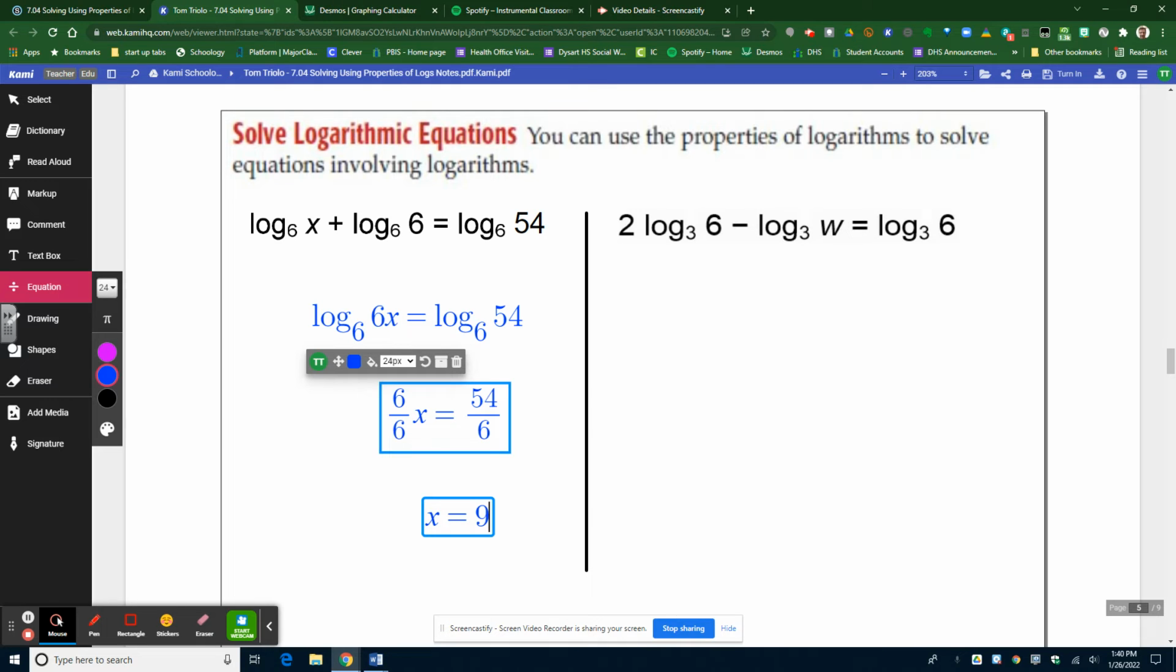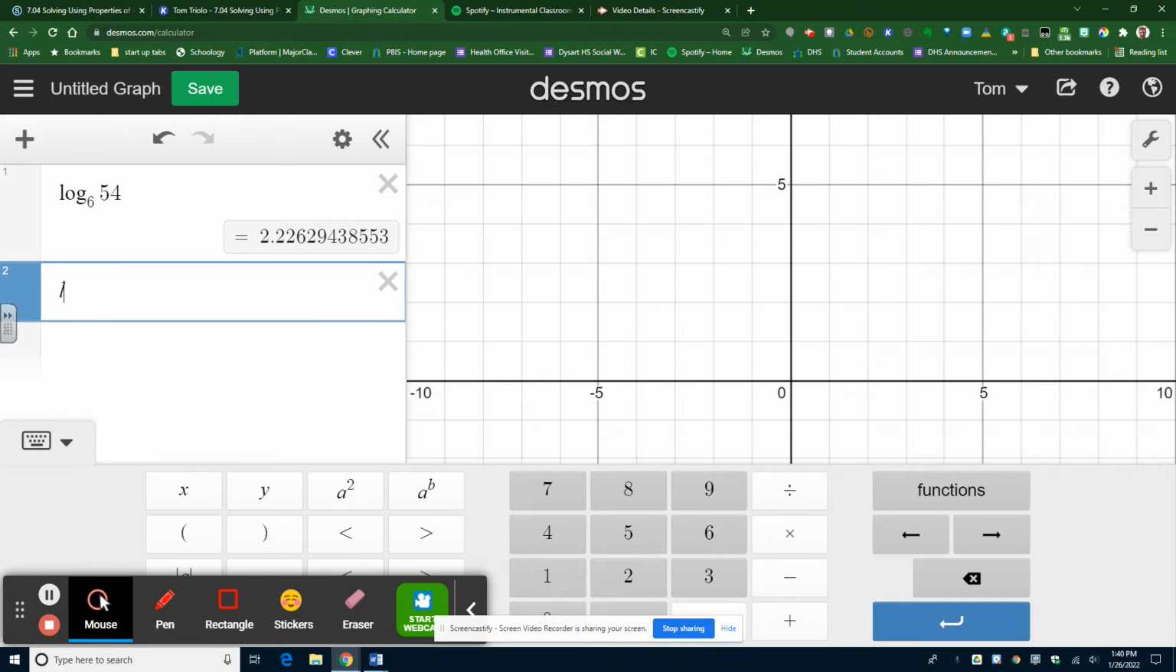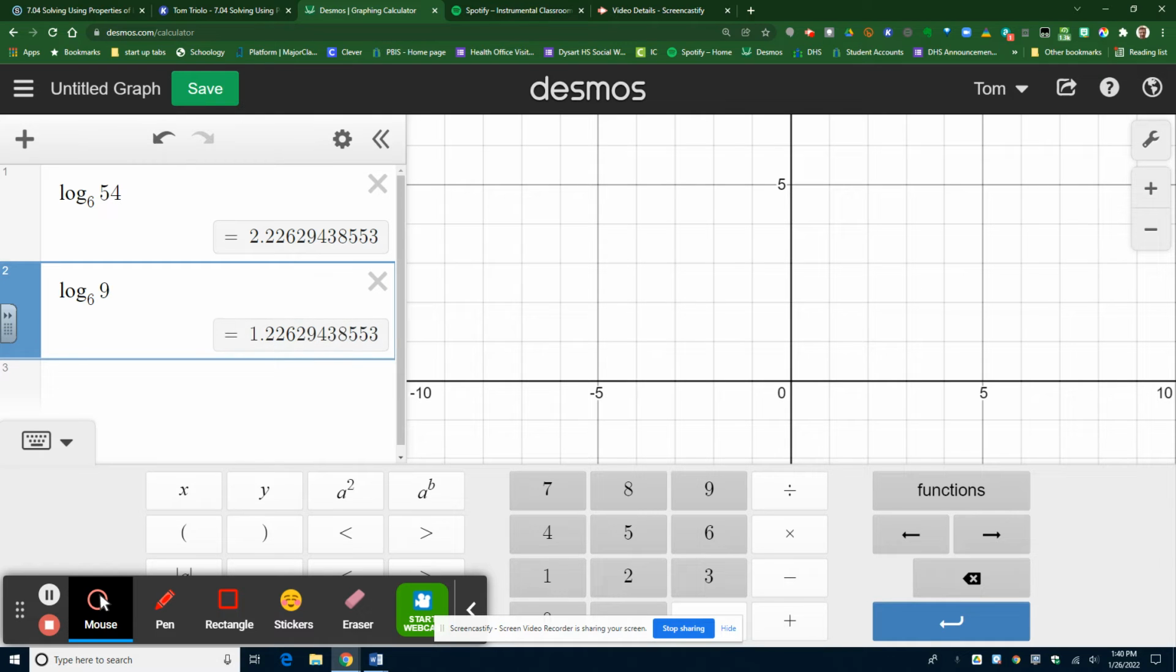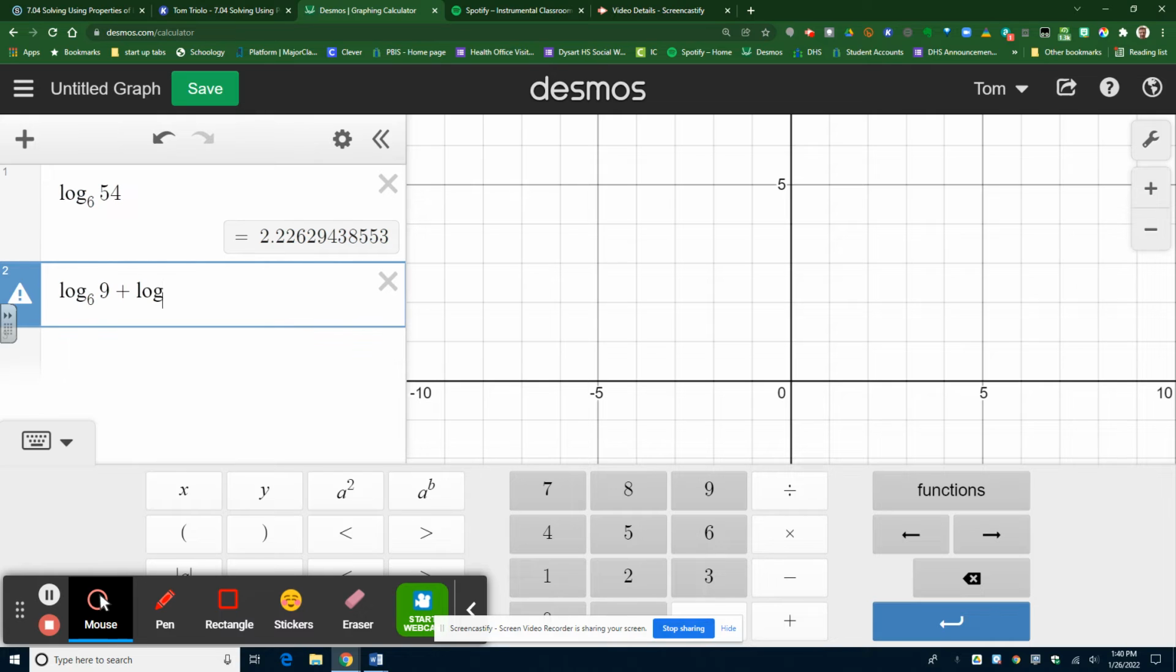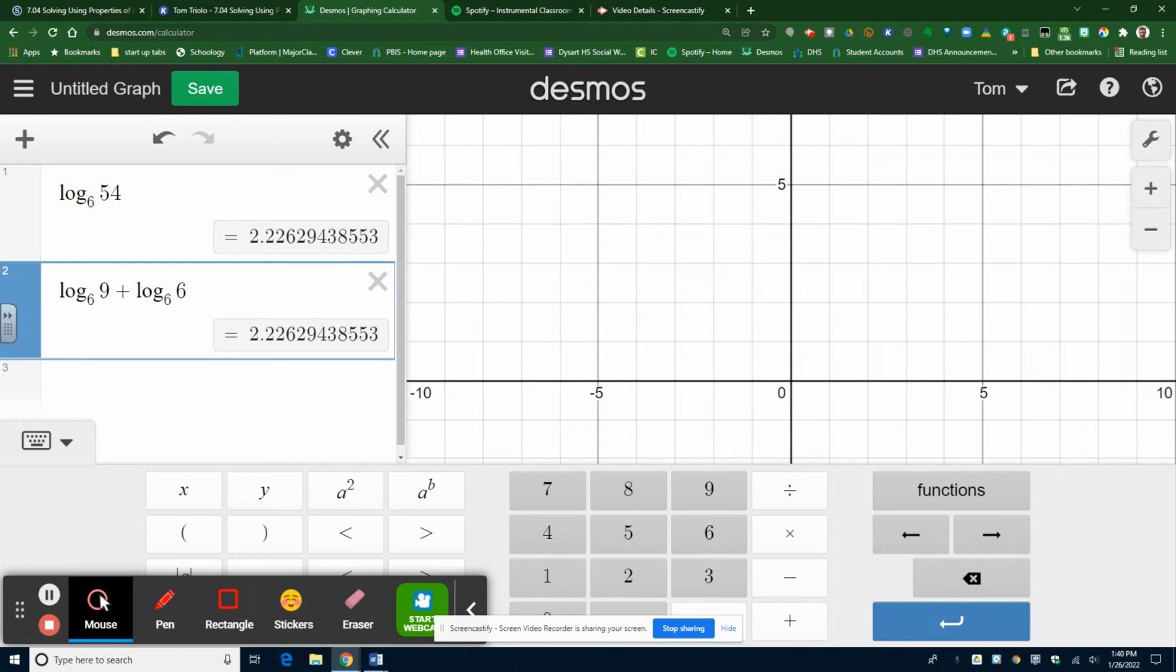We have log base 6 of 9 and log base 6 of 6. So log base 6 of 9, which is 1. Hey, wow, I'm only 1 away. Because what's log base 6 of 6? 1. So it works. Okay. You don't always have to do it in Desmos, but I would recommend it until you're really comfortable. I'm going to show you some shortcuts where you don't have to use Desmos.